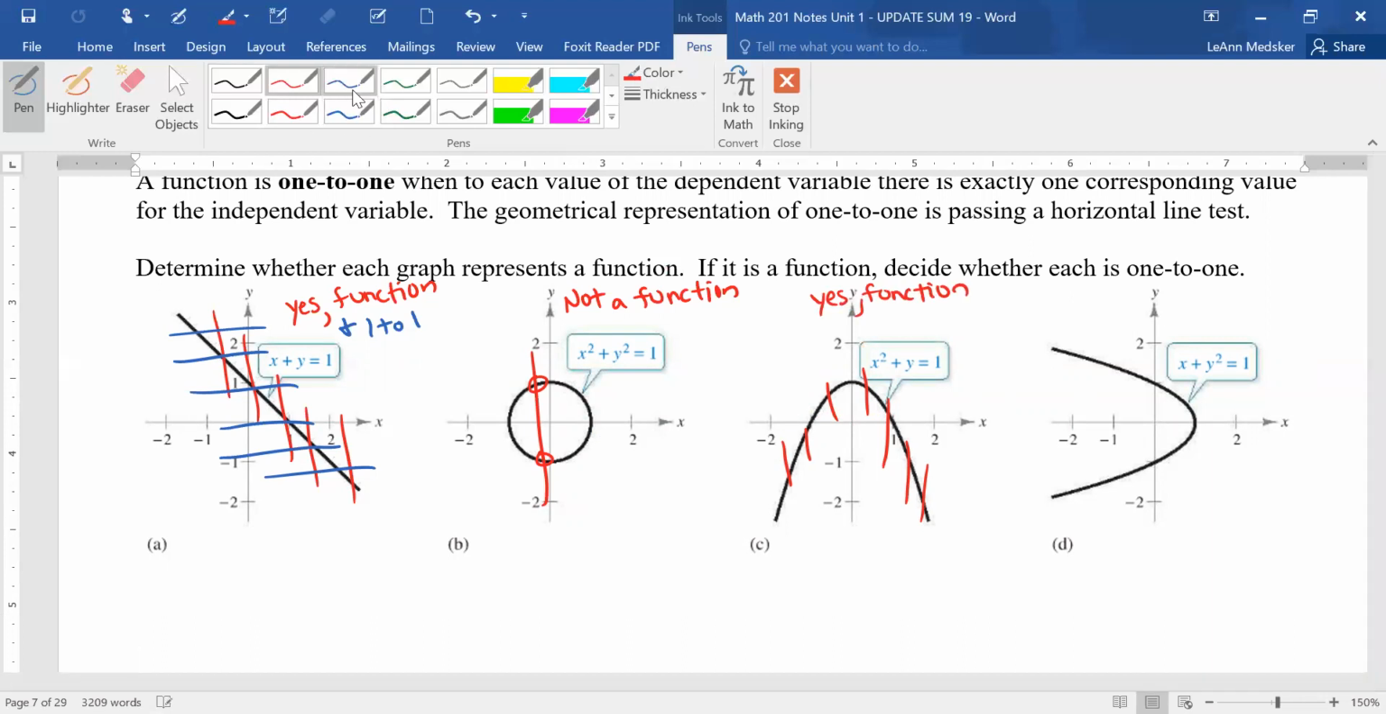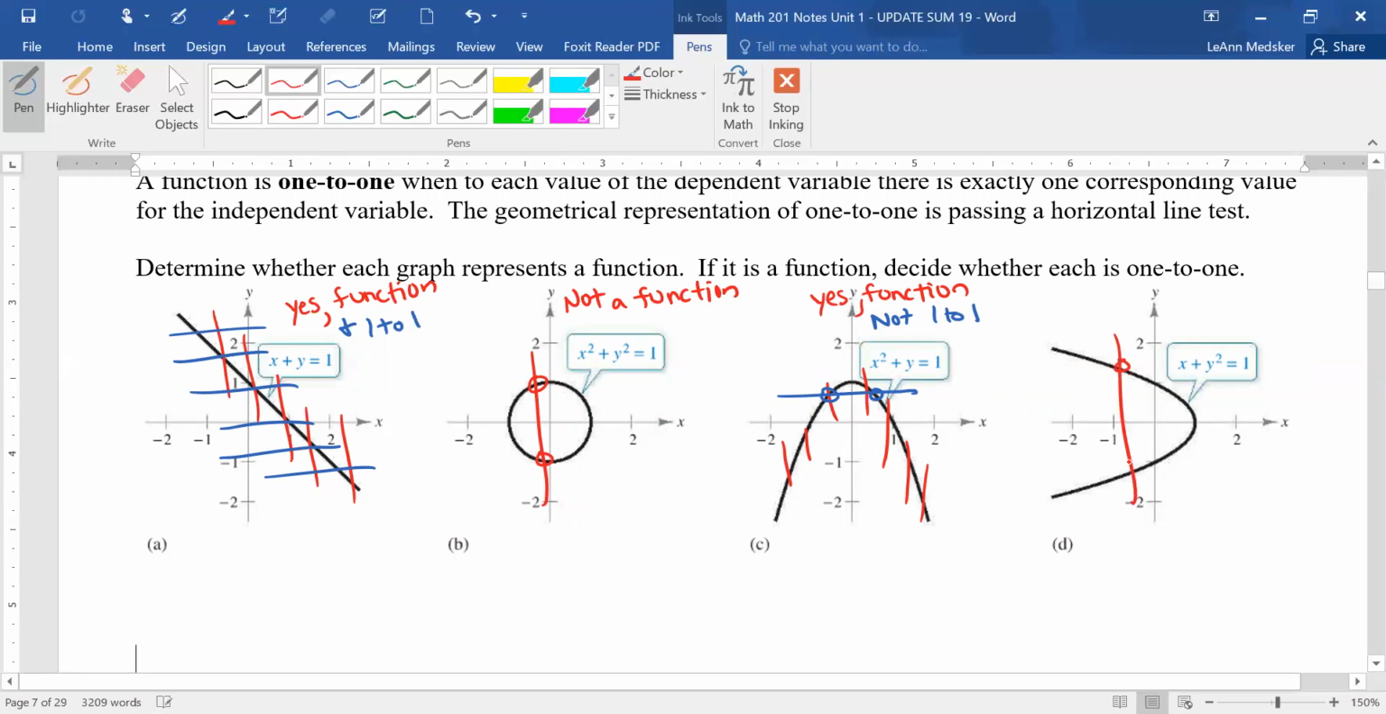But when you go to do the blue lines for the horizontal line test, again, we're failing now because we're crossing that black line twice. So not 1-to-1. And then the last one fails the vertical line test, so not a function.